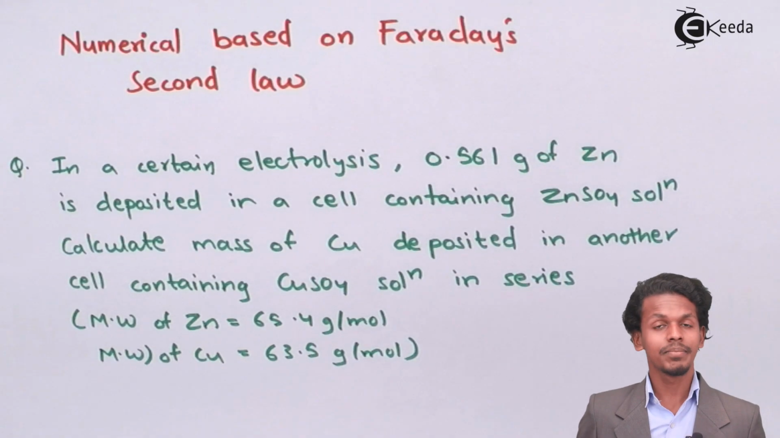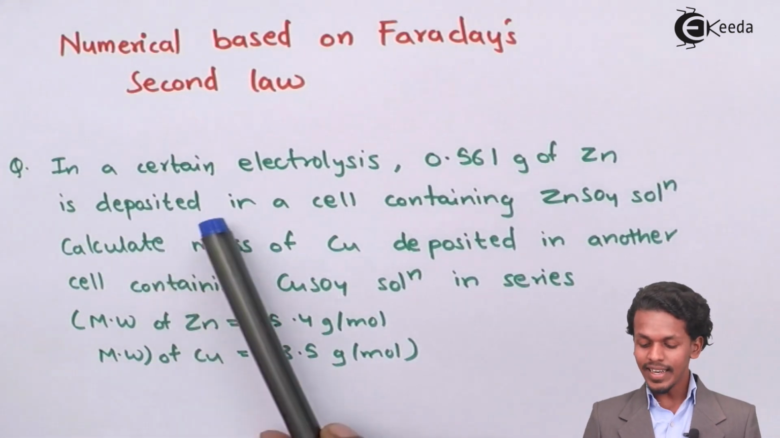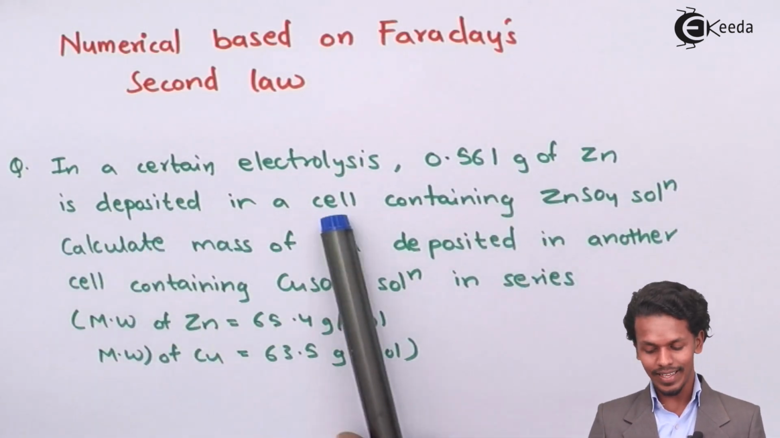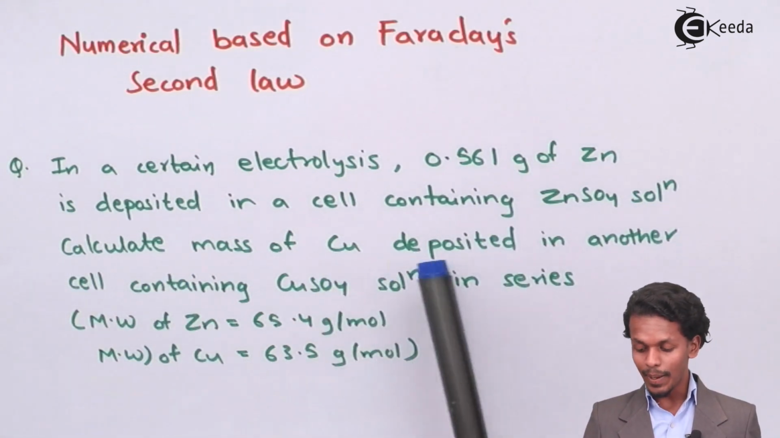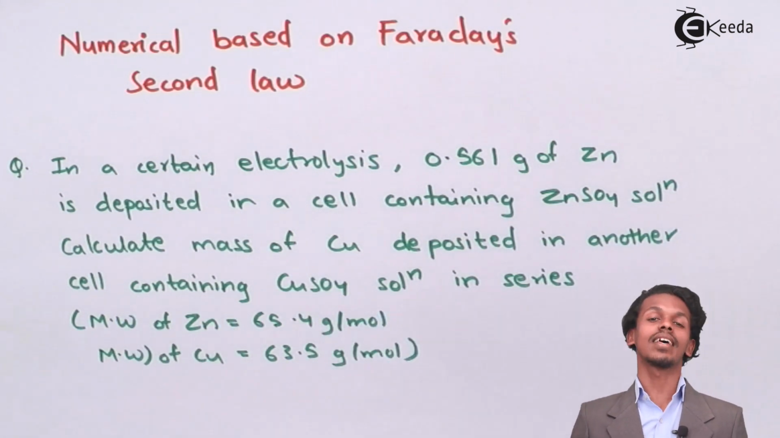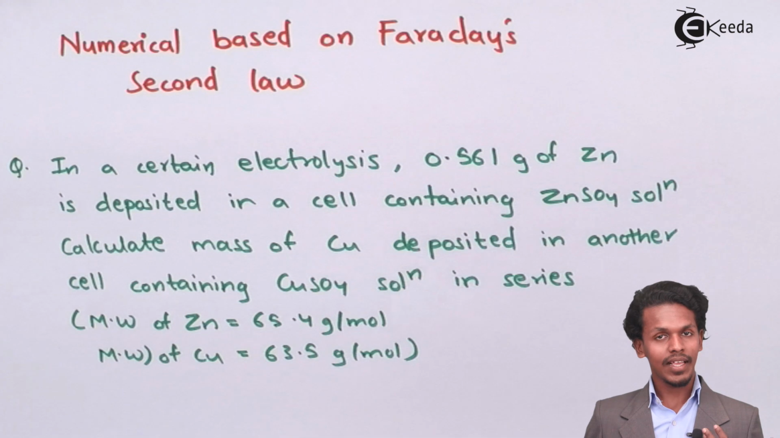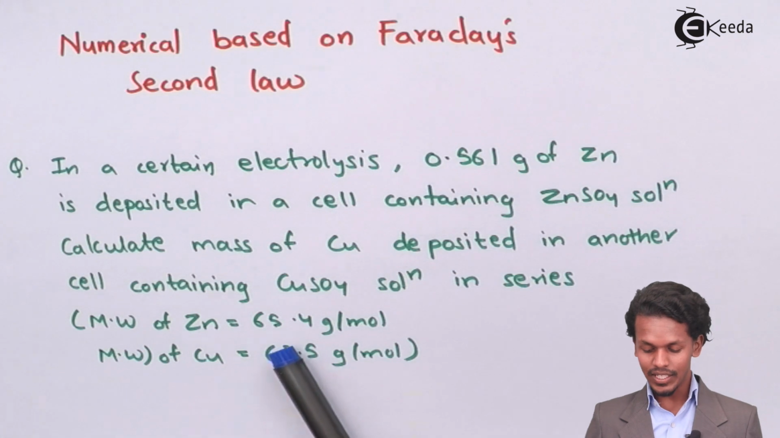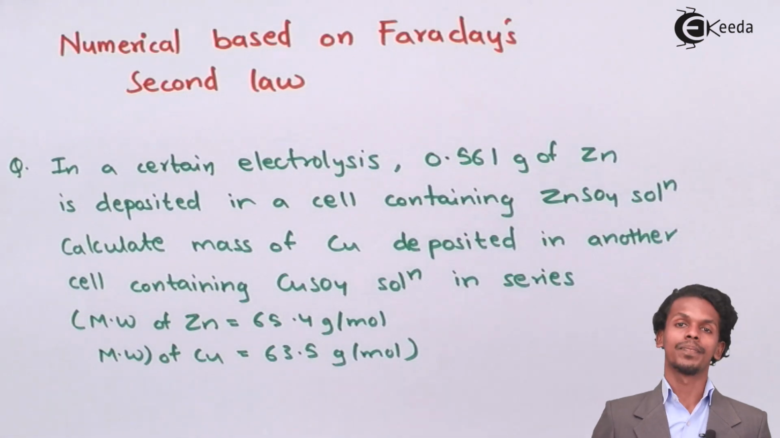As mentioned on your screen, there is a question based on Faraday's second law, which says that in a certain electrolysis, 0.561 gram of Zn, that is zinc, is deposited in a cell containing ZnSO4 solution. Calculate the mass of copper deposited in another cell containing CuSO4 solution, and both the cells are connected in series. They have also mentioned a few extra data that is essential for us, that is, the molecular weight of zinc, which is given as 65.4 gram per mole, and the molecular weight of copper, which is given as 63.5 gram per mole.